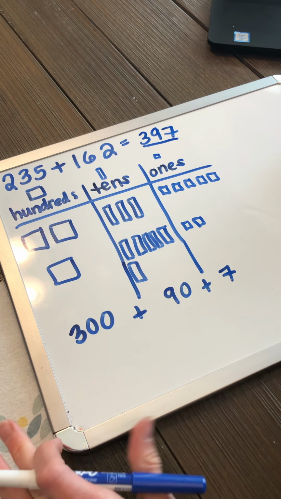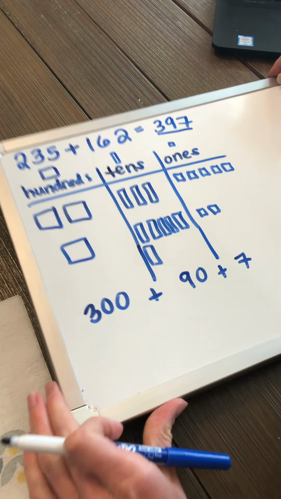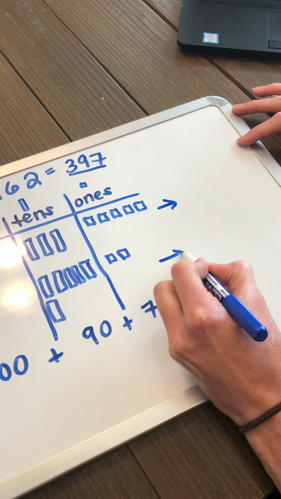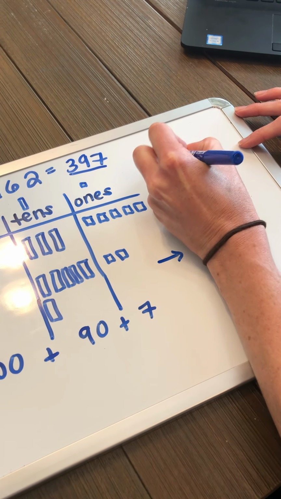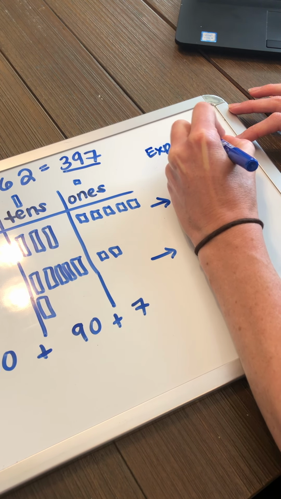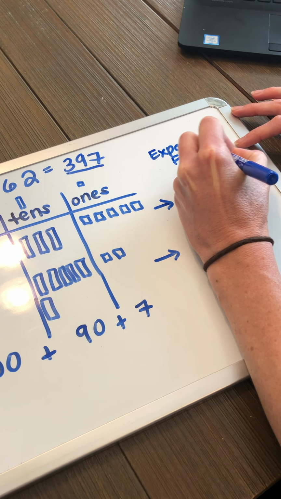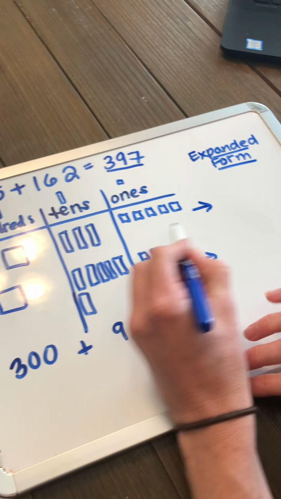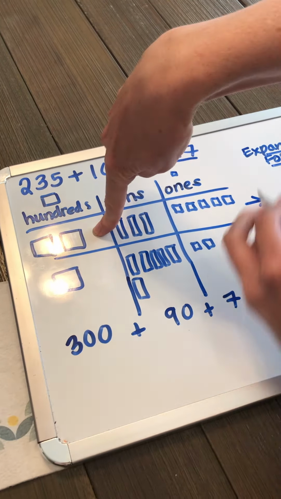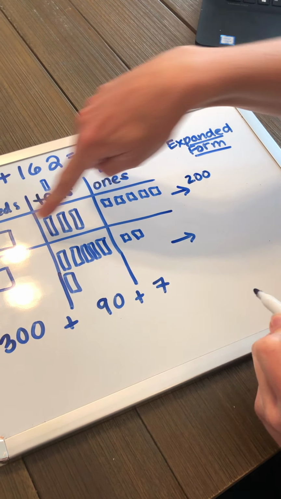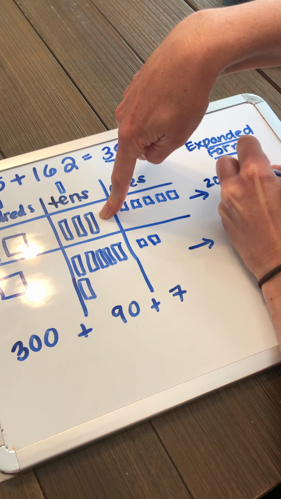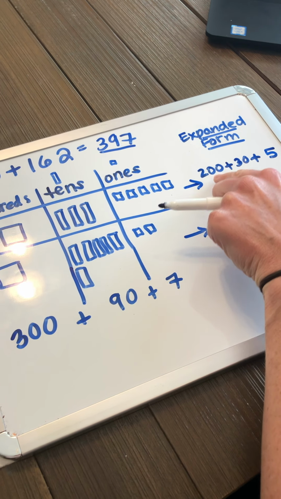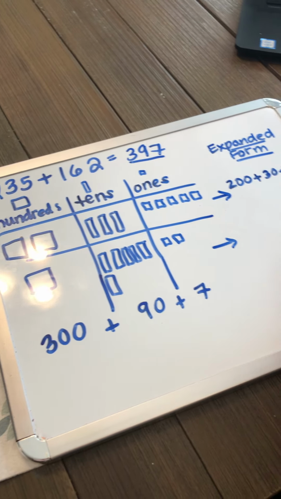The last way I want to show you is if you don't want to draw pictures and you want to represent it by value, this is called expanded form. So this might be a way that you might choose to add. And what you do is you just break apart or decompose the numbers, kind of like what we did here. We represented 200, we represented 30, and we represented 5. The expanded form of 235 is 200 plus 30 plus 5.